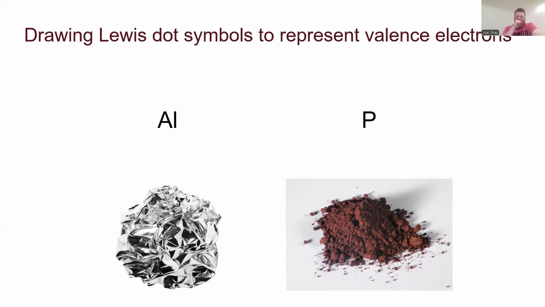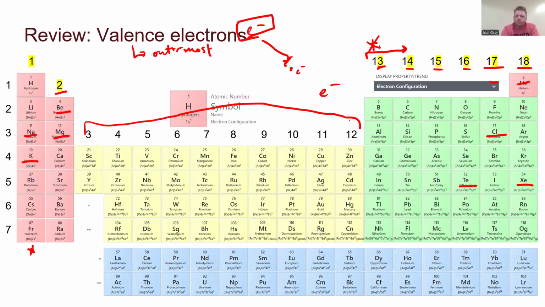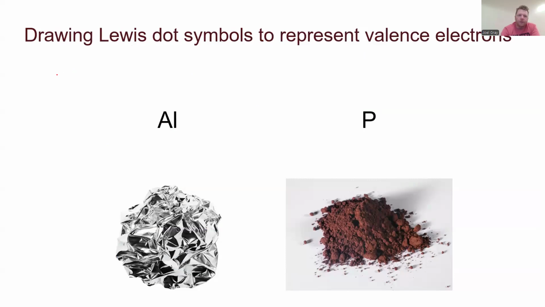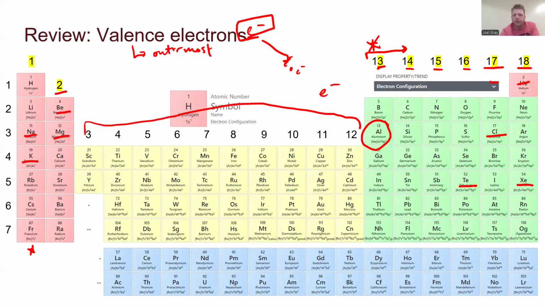So, I apologize. What we want to do is draw what's known as a Lewis dot symbol to represent valence electrons. I'm going to toggle back and forth between this slide and the previous slide. Here's our periodic table. Aluminum is right here. So I'm going to copy some information over here. Aluminum has 3 valence electrons based on it being in group 3.